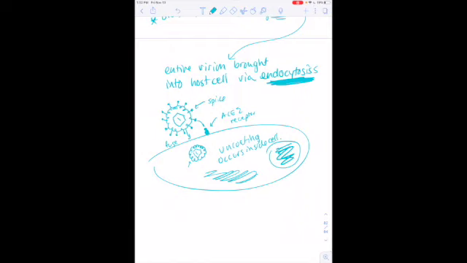Okay, so in the case of coronavirus, let's talk about that. We need a different color to, oh no, I'll just stick with this, never mind.